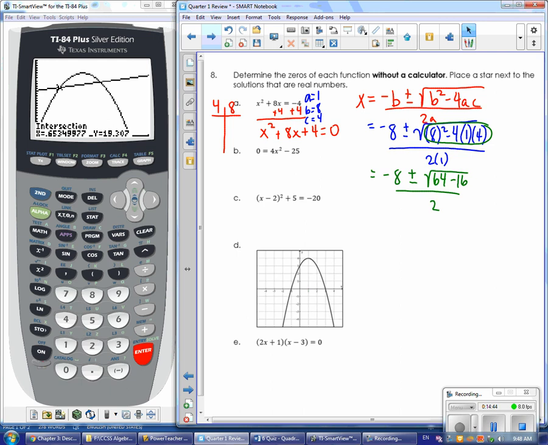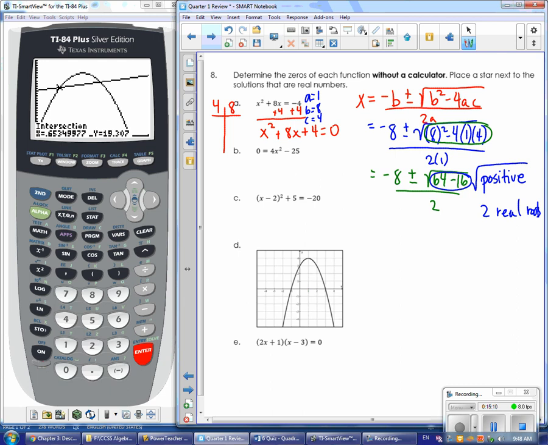One of the things I know is that 64 minus 16 is a positive number. And if I try to take the square root of a positive number, I'm going to get 2 real roots. That positive number underneath the square root is called your discriminant. So when that number is positive, we know we have two real roots. If that number is negative, that would be an indication that we have two complex or imaginary roots.